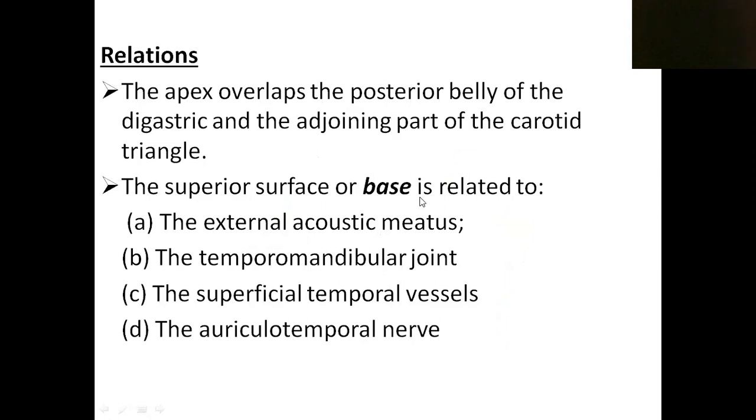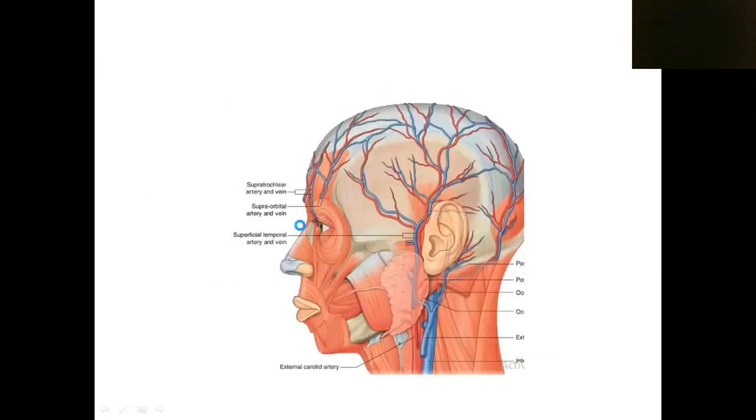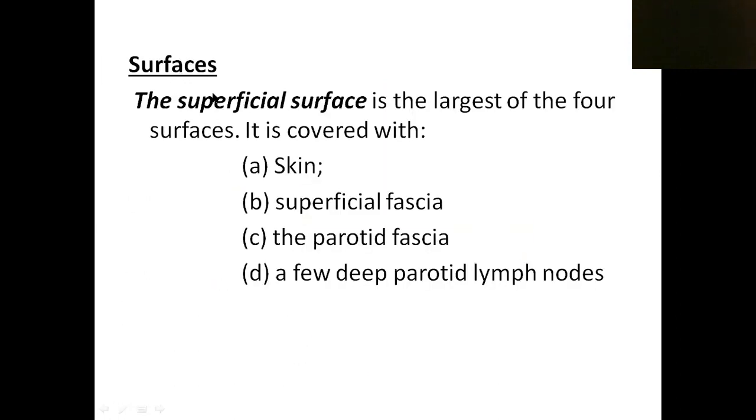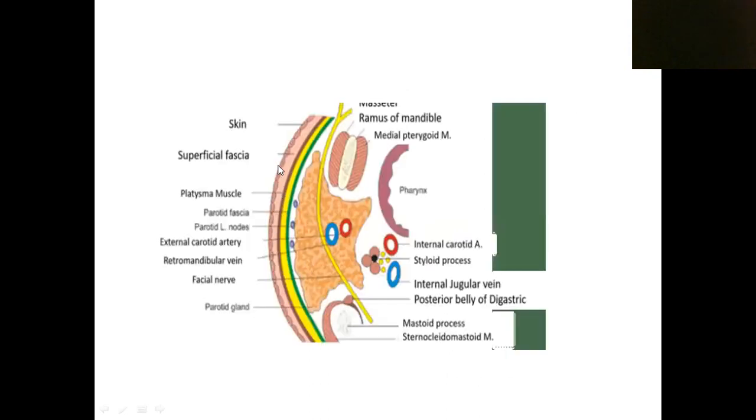So the base is clear. Now we are going to see the relations of the surfaces. The superficial surface is related to skin, superficial fascia, then deep fascia or the parotid fascia, then parotid lymph nodes. In this image, we can see the skin. I already told you this is the superficial surface. The outermost structure is the skin, then below that is the superficial fascia, then comes the deep fascia. Deep to the deep fascia, some lymph nodes are there, the parotid lymph nodes.